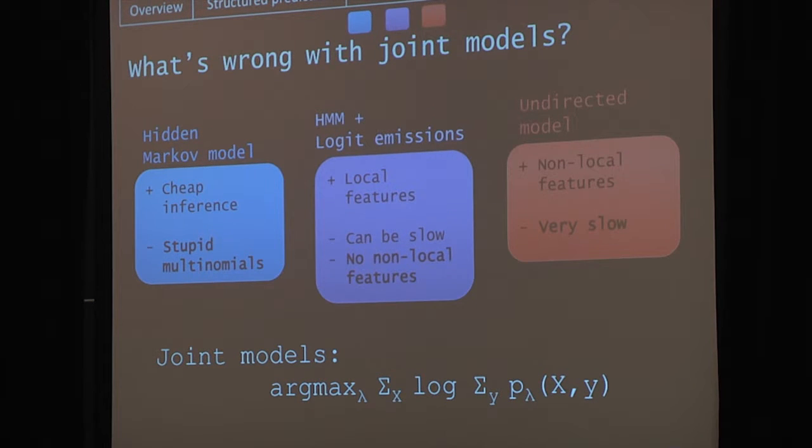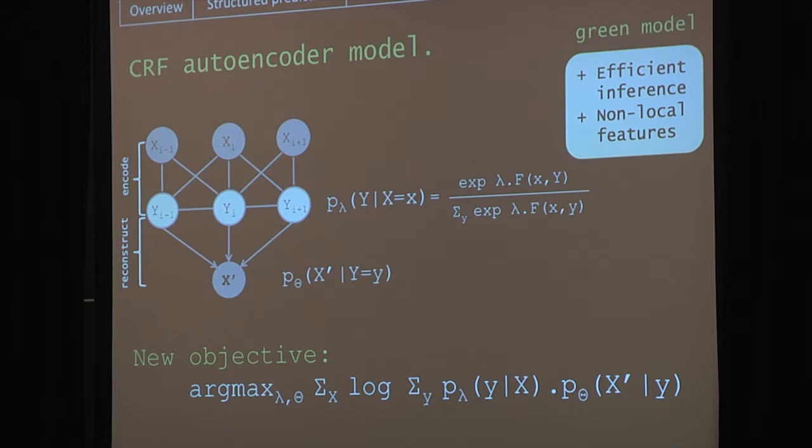So in summary, for joint models, the blue model doesn't share statistical strength between related observations. The purple is slow at times, and it doesn't allow global features. And the red model is extremely slow. So now we get back to the CRF autoencoders. We mitigate the problems of feature-rich joint models by coming up with this construction, which allows us to define features with global scope in the input without slowing down the inference. This is possible because the partition function in the CRFs is tractable because it only marginalizes Y.